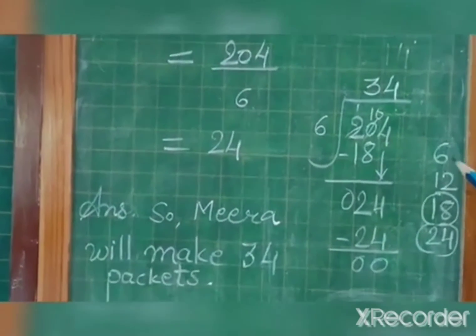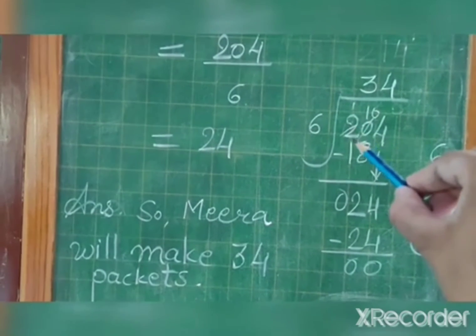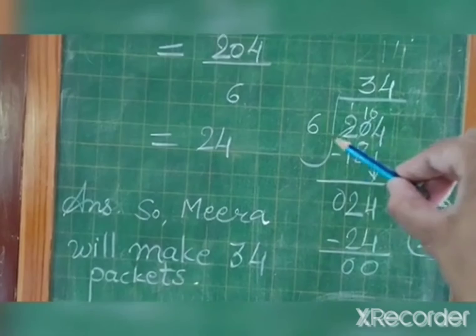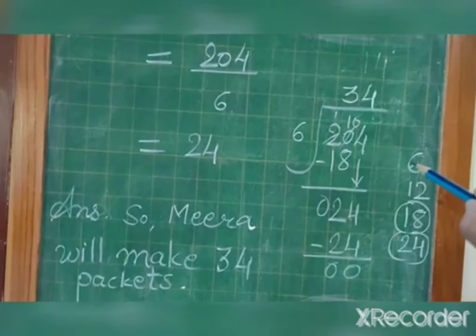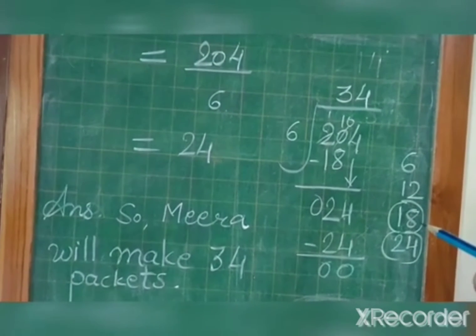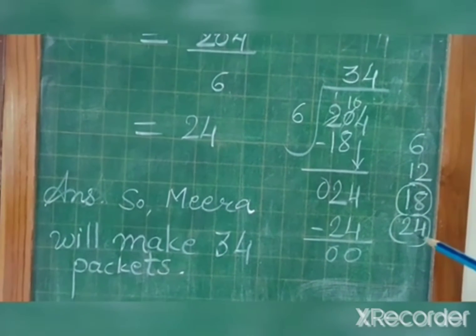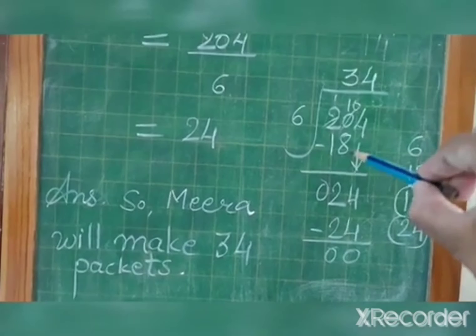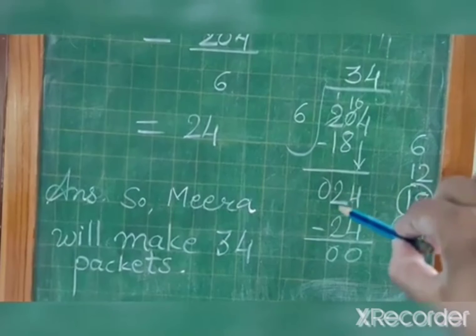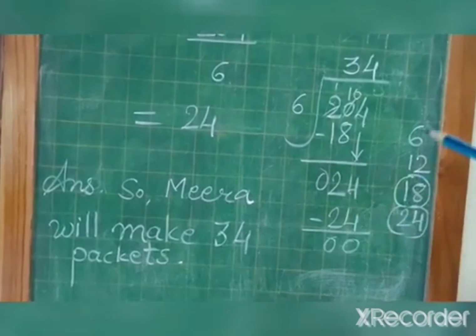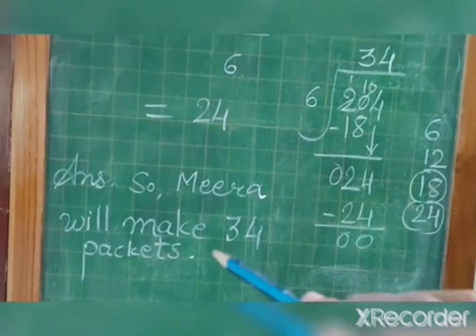Now division you can see here, 204 divided by 6. Extreme left number is 2, which is less than 6. So we'll move forward. So 20. Now 6 ones are 6, 6 twos are 12, 6 threes are 18, 6 fours are 24. So in 4 times we are getting a greater number. So 3 times, 6 threes are 18. 20 minus 18, 2. 1 minus 1 is 0. Bring down 4. 2, 4 will form 24. So 6 fours are 24. So Meera will make 34 packets.